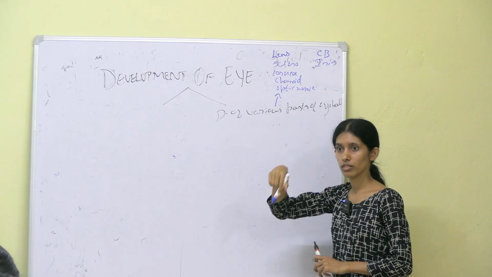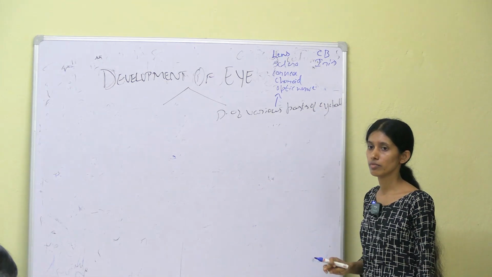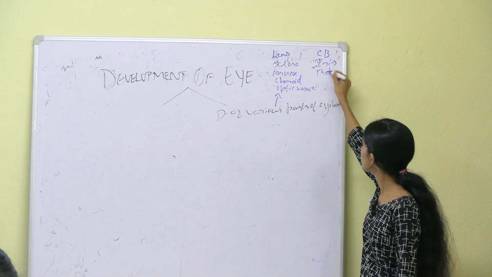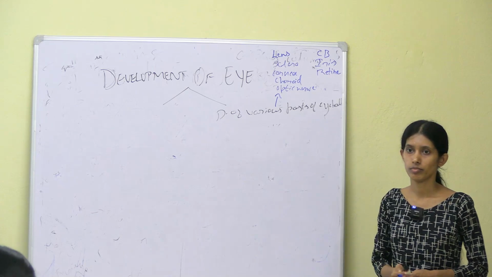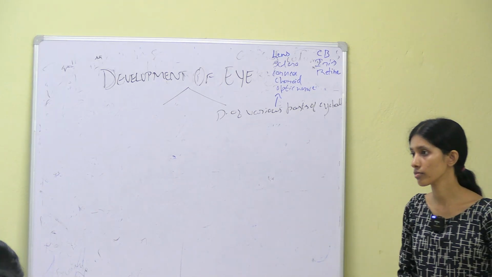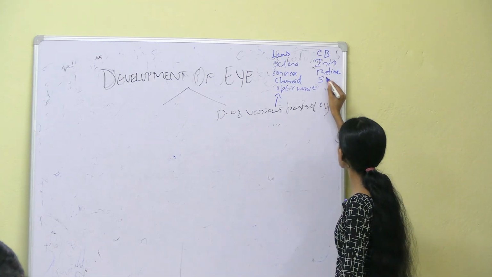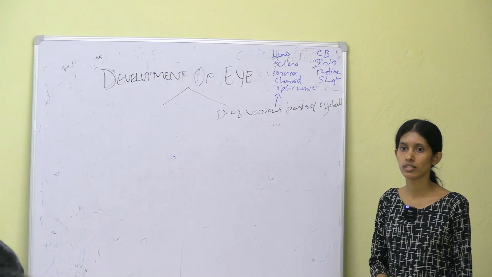Yeah, next. Cornea and retina, right? What else? Suspensory ligaments, okay, suspensory ligaments. Anything else?